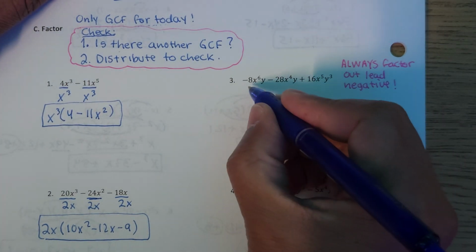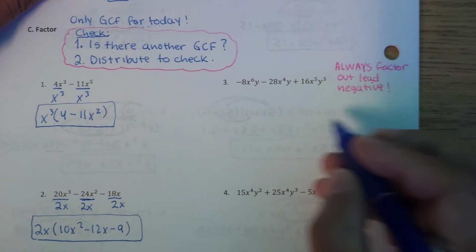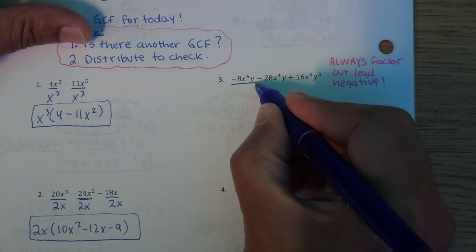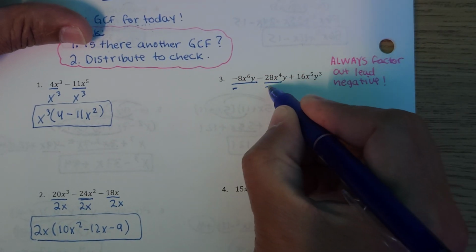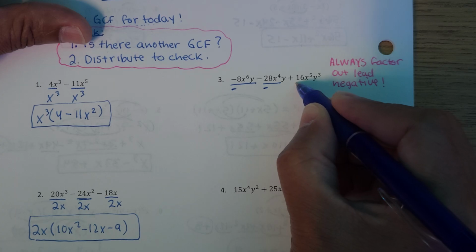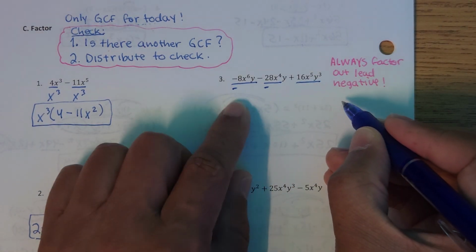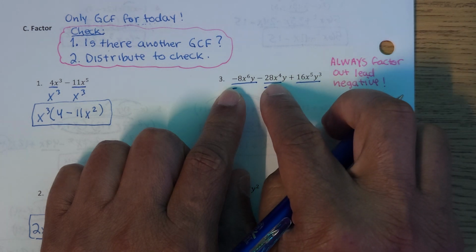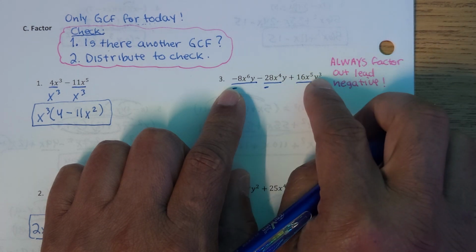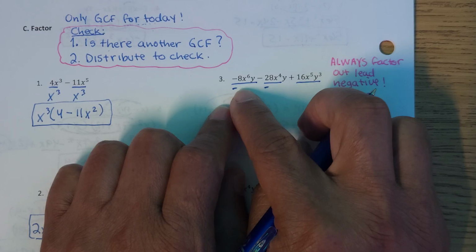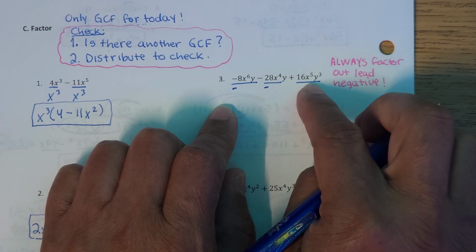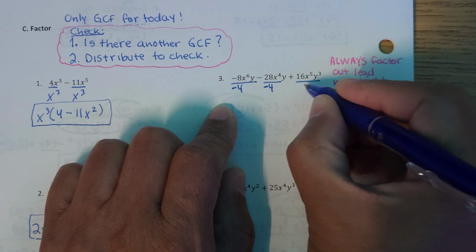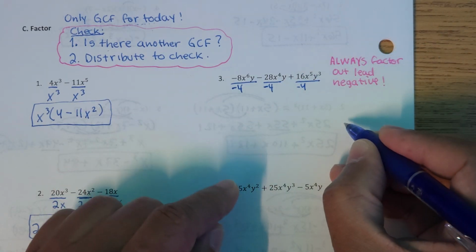For this example, notice that we have a negative lead, so always factor out a negative lead. So I have a negative lead here, so I'm going to factor it out from every single one of them. So I see that 8 goes into, let's see, 8 does not go into 28. It goes into 16, but it's got to be able to go into all of them. So then 4 goes into 8, 4 goes into 28, and 4 goes into 16. So then negative 4 will be the GCF of all 3 of them.